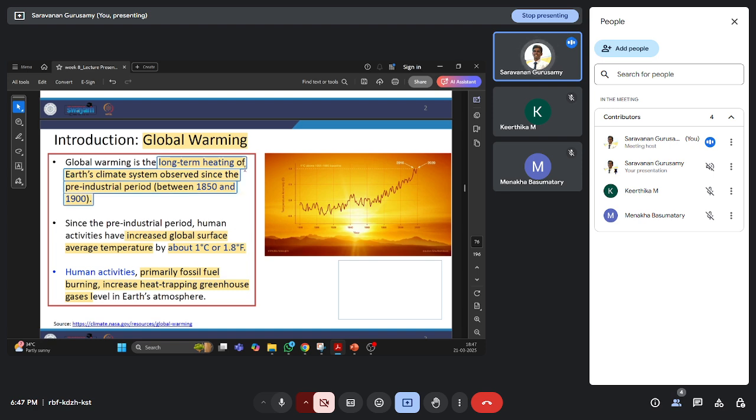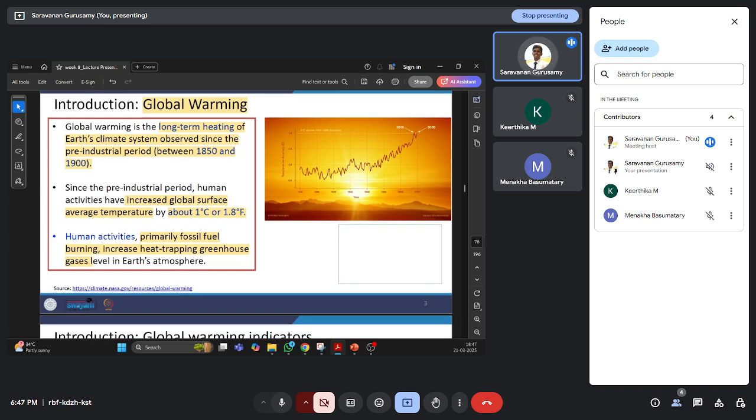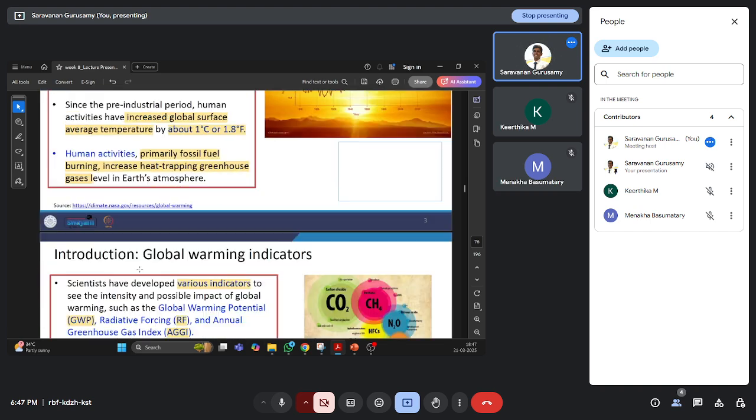Global warming is a long-term heating of Earth's climate system observed since the pre-industrial era. If you see the 1950s and 1990s, there is no term called global warming. But after the industrial era, you can see by 2016 and 2020 how steep the line is in the increase of temperature. I'm talking about the global surface temperature rising 1 degree, and now we are facing a 1.5 degree rise in temperature. Human activity, primarily fossil fuel burning, is increasing heat trapping greenhouse gas levels in the Earth's atmosphere.